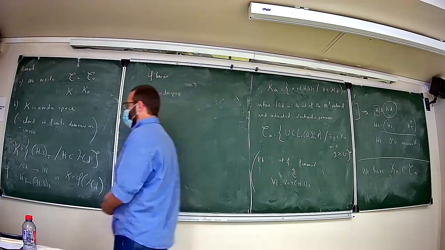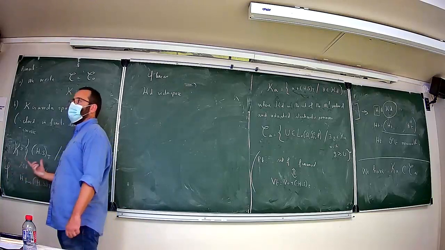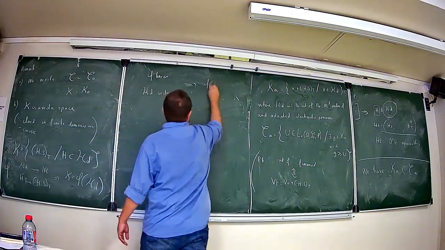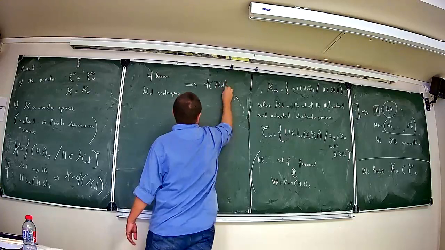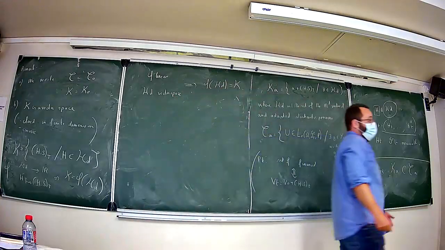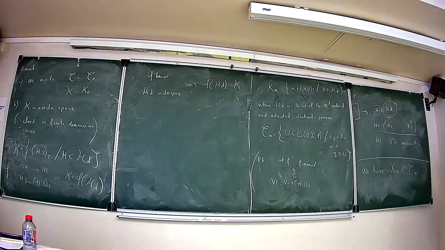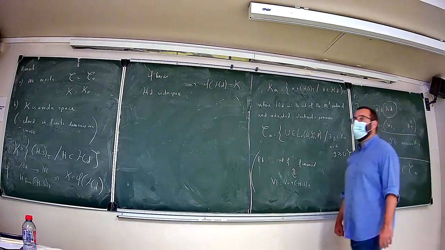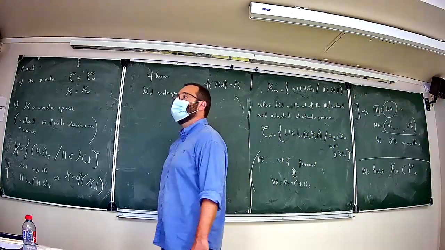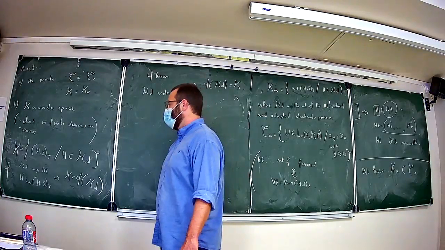So we know that the linear image of a vector space is a vector space. So that's why K is a vector space. One way to prove it, the short way, is because it is the image of a vector space by a linear mapping.